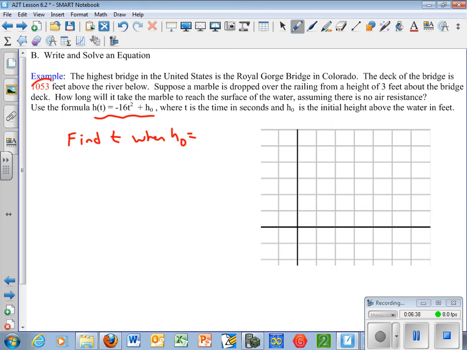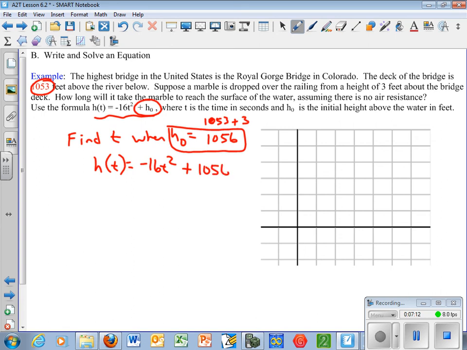if you notice, we're 1,053 feet above the water below, and it's a height of 3 feet, so we need to actually do 1,053 plus 3, so that means my initial height above water will be 1,056. Okay, the 3 feet above plus the 1,053 feet above the river that the deck of the bridge is. So here's what we really have. H of t equals negative 16t squared, and it was plus h0, but we are really using then the 1,056 that came from that 1,053 plus 3.